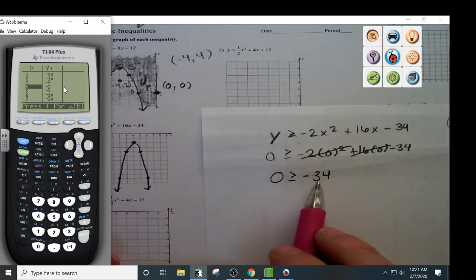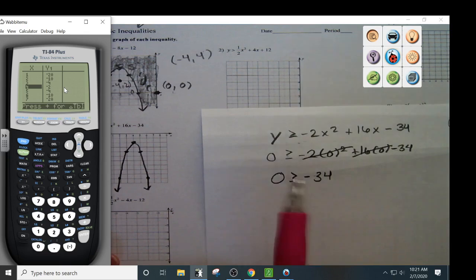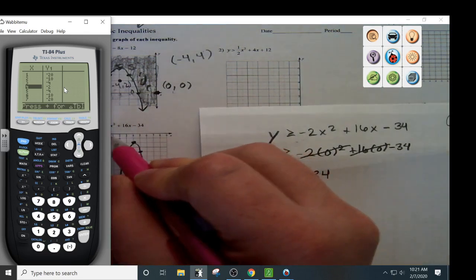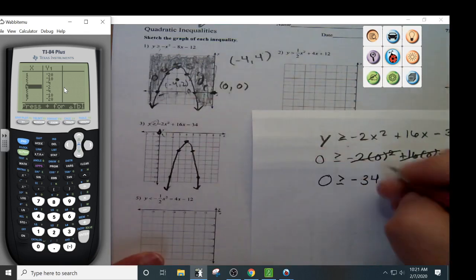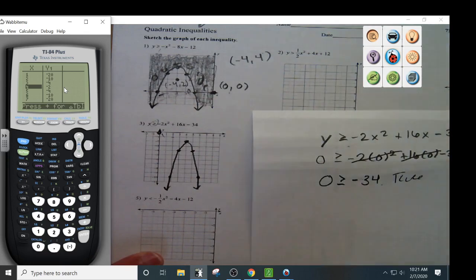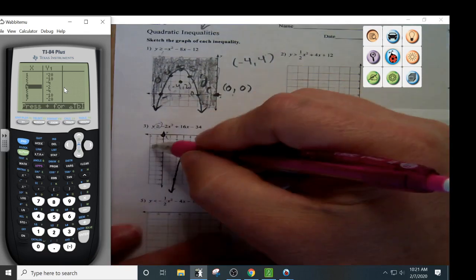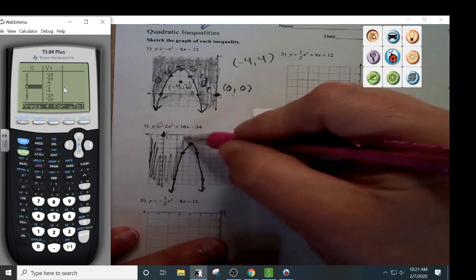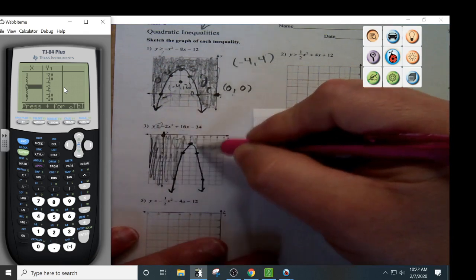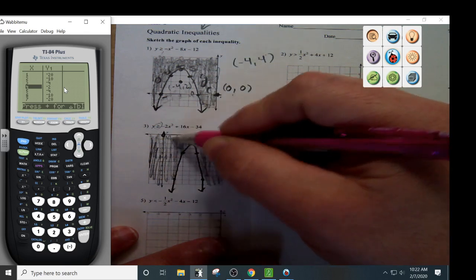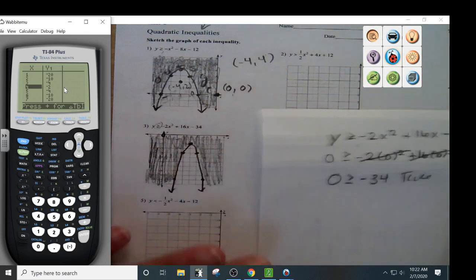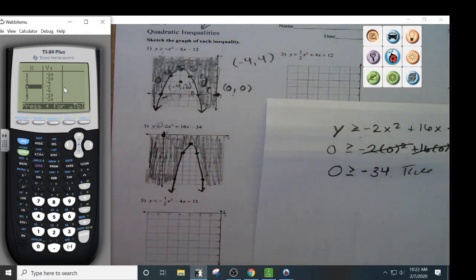So that being said, I'm going to shade the region my test point is in. So, guys, remember, this is called a test point. So if it's true, which this is true, you're going to shade the region your test point's in. So that will be the whole outside. That would be your answer. The shading is your answer. Yes.